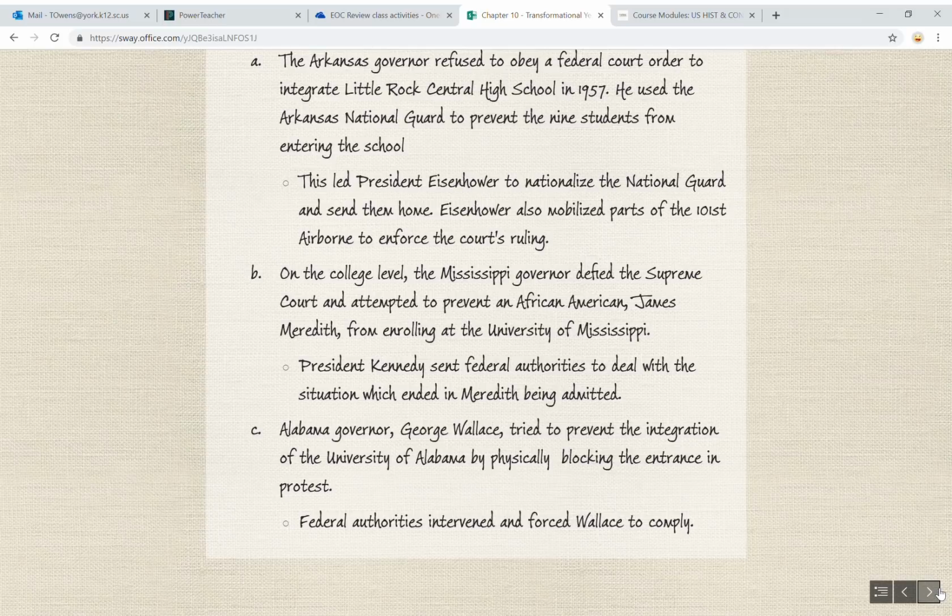It could have stopped there, but President Eisenhower is not going to let it. So Eisenhower is going to nationalize the National Guard, and by nationalize, what I mean is he's going to put the Arkansas National Guard, which is a state National Guard, under the control of the federal government, and he is going to order them to go home. And then he is going to mobilize parts of the 101st Airborne Division to enforce the court ruling.